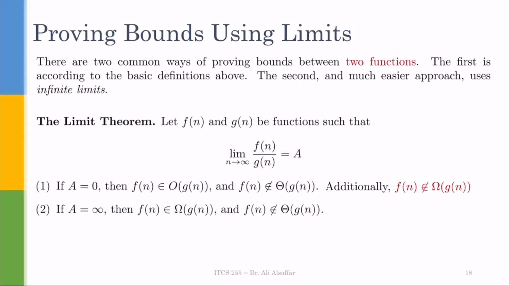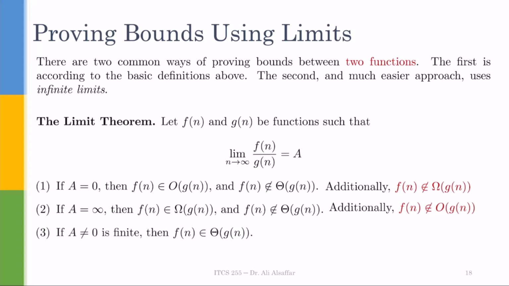If the limit is equal to infinity, then that means f of n is larger than g of n. So when n goes to infinity, f of n will grow faster. This is why the answer for the infinite limit is equal to infinity. Then what can you conclude? You can conclude that f of n belongs to big omega of g of n. At the same time, this proves that f of n does not belong to big theta of g of n. Additionally, we can say that f of n does not belong to big O of g of n because it does not belong to big theta of g of n.